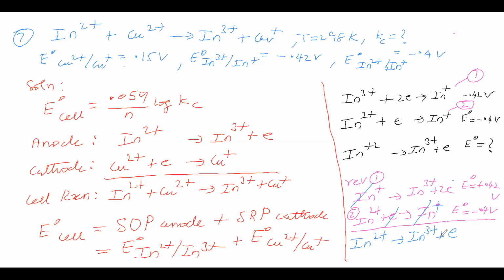For this half reaction we want E naught. Why? Because in order to substitute here, we want E naught. How to get E naught for this? For this half reaction, what is the E naught value? What do you say? How much value do you say?